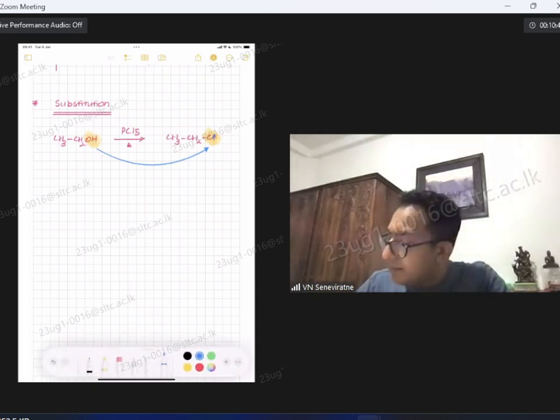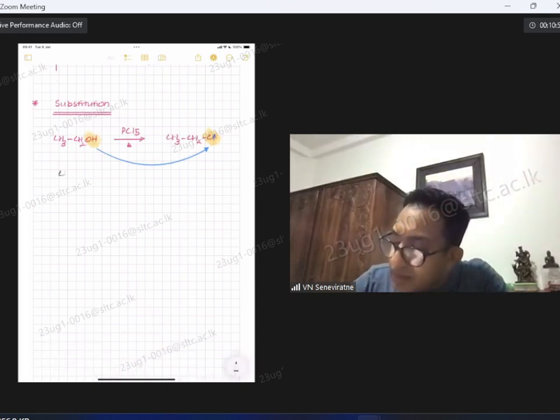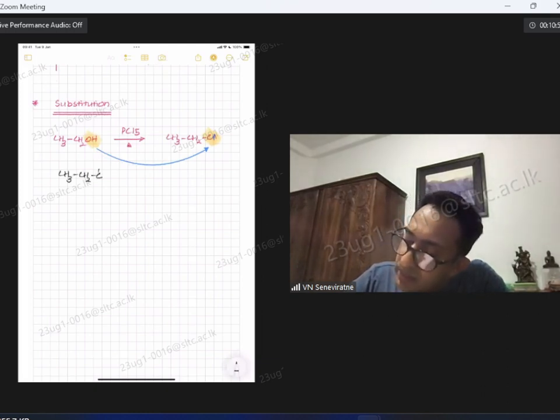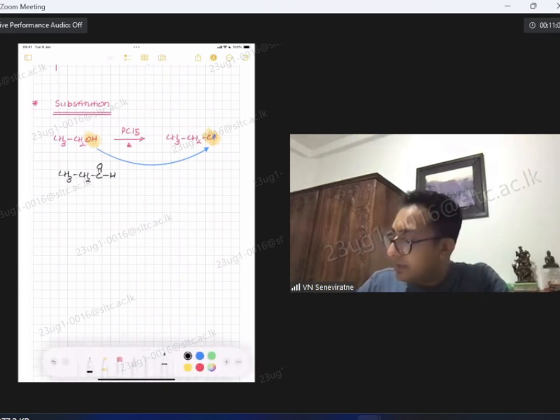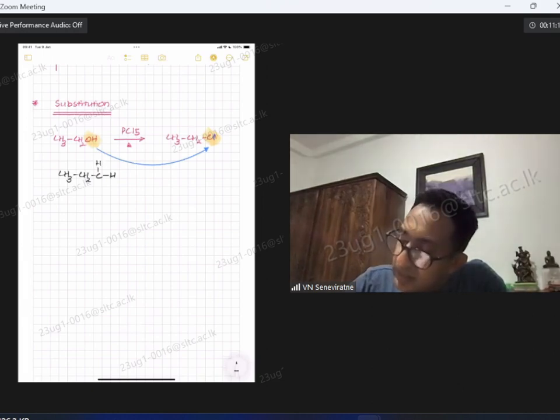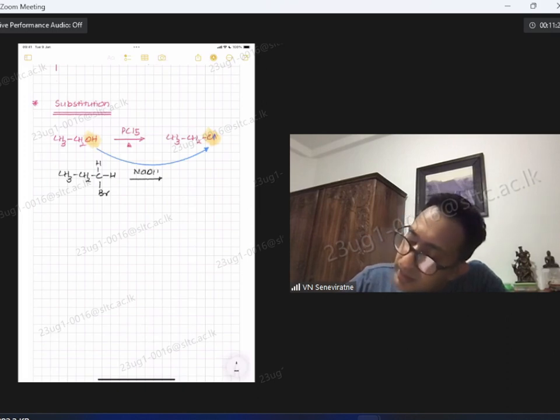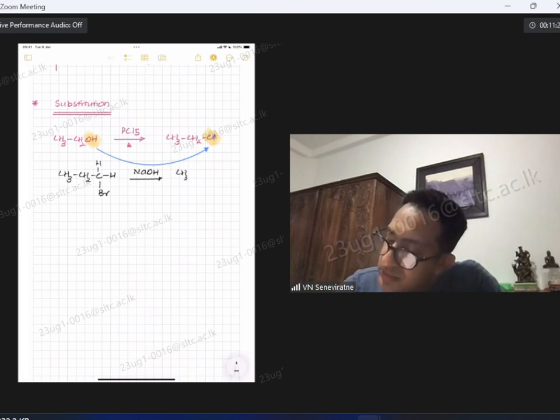Now let us take another example. For example, let us say you have a CH3CH2CH2, right? I will say not double bond O, we will change it slightly. Let us say we have this compound with H here, and then there is this Br. And then if you add sodium hydroxide, they have given this compound CH3CH2CH2OH.